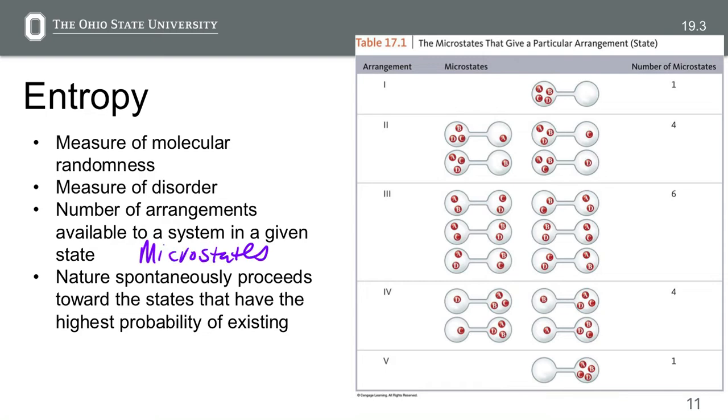So a microstate is a particular arrangement of atoms, and an arrangement that has a high number of microstates tends to be the most probable. Another way of saying that is that nature spontaneously proceeds towards the states that have the highest probability of existing. So this is where we're tying entropy in with the term of spontaneity.